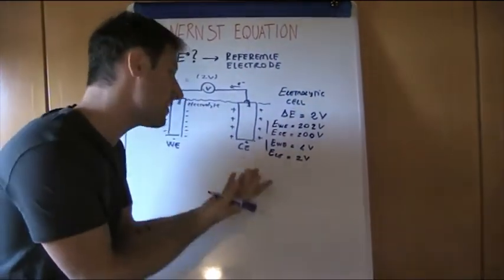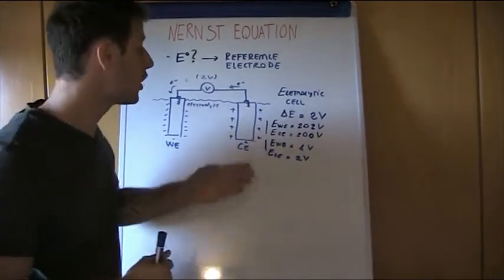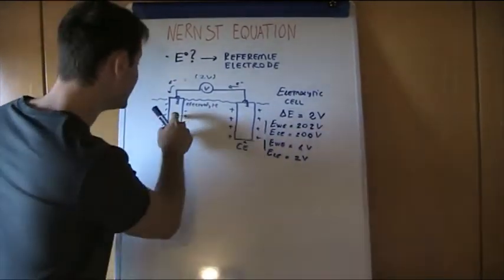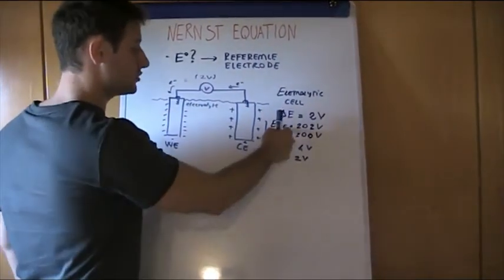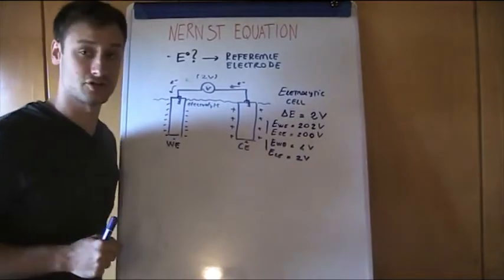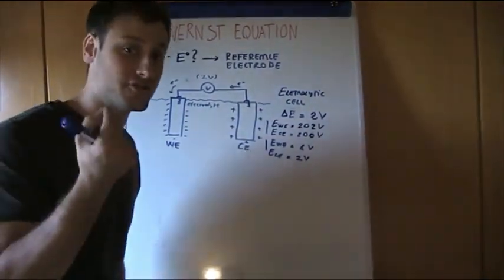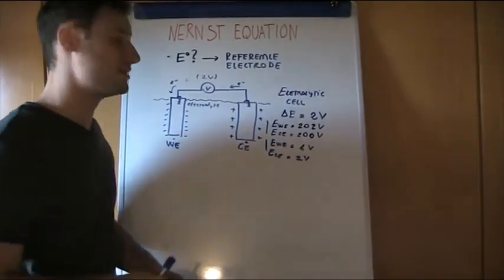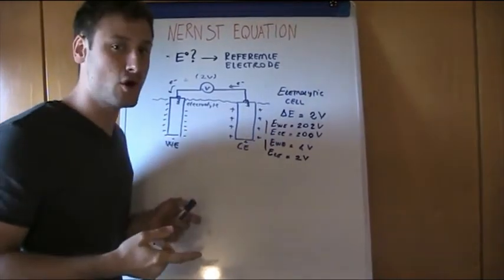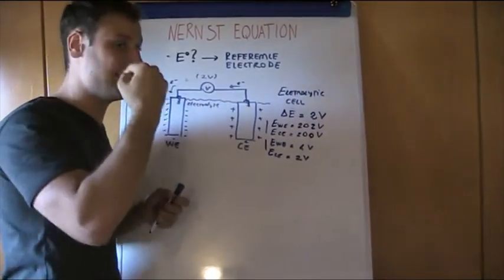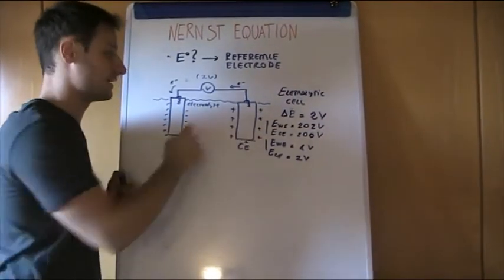So how can we understand exactly what the value of the electrode potential is? How can we understand whether we are in this situation or in this situation? We need to introduce a reference electrode. A reference electrode allows us to understand not the potential difference, which we already know, but the single electrode potential.